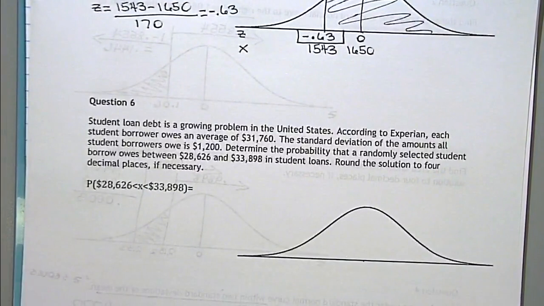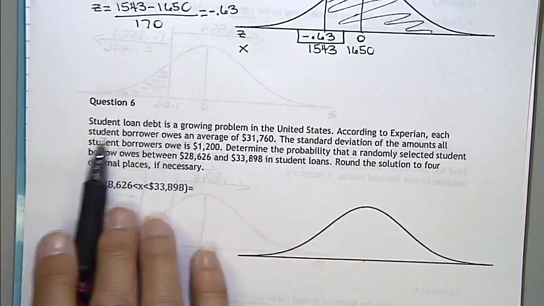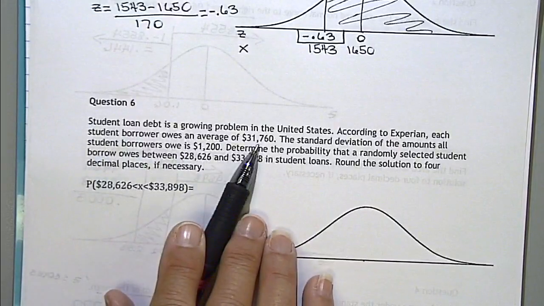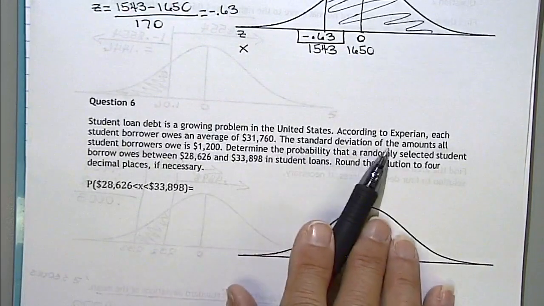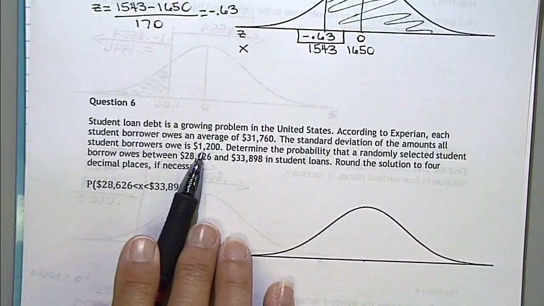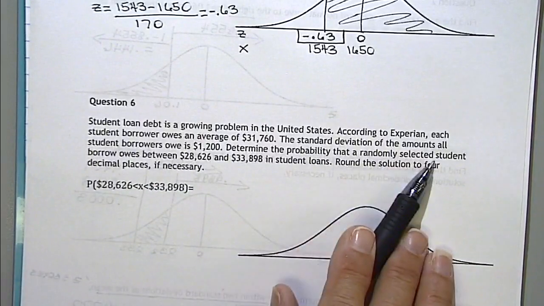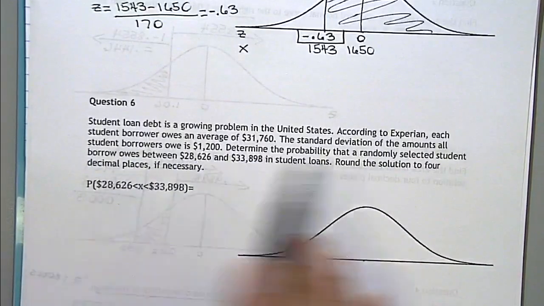All right, number 6, student loan debt is a growing problem. According to Experian, each borrower owes an average of $31,760 unless you go to IRSC, which average debt is almost nothing, okay? Just saying. The standard deviation of the amounts all student borrowers owe is $1,200. Determine the probability a randomly selected student owes between these two numbers and round it to 4 decimal places.